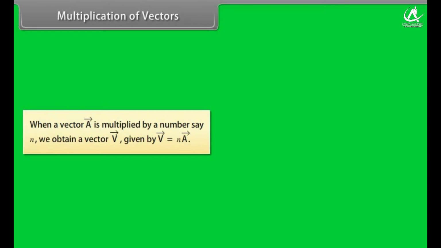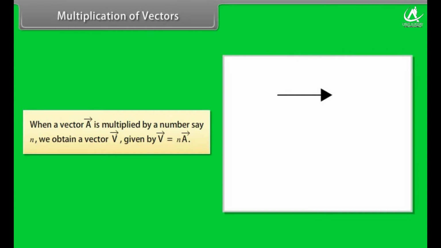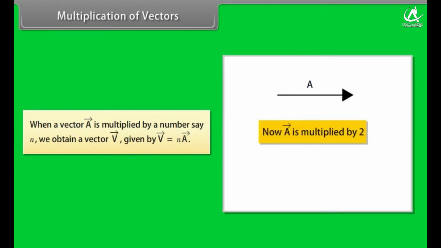Multiplication of vectors. When a vector A is multiplied by a number, say n, we obtain a vector v given by v vector is equal to n times A vector. Let's take an example. If a vector A is multiplied by 2, the resultant vector 2A is in the same direction as A vector and has a magnitude twice that of A vector.